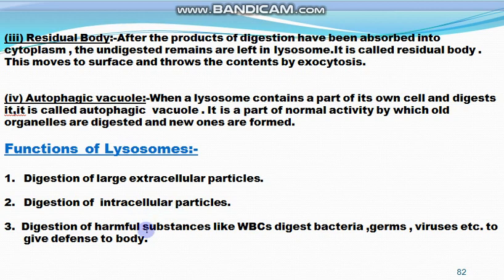And digestion of harmful substances also takes place by lysosomes, like in WBCs. They digest bacteria, germs and viruses to give defense to the body. So this is the lysosomal activity. When WBCs digest bacteria, germs or viruses which enter our body, they make a defense system for the body. So this is the function of the lysosome.